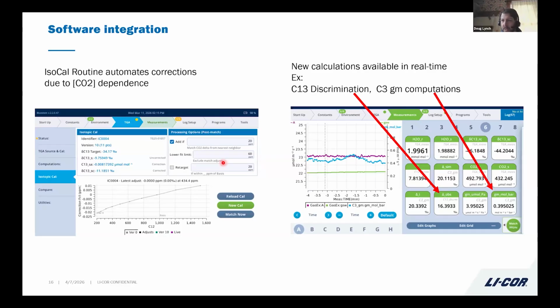That CO2 dependence can be removed by running a series of CO2 concentrations and capturing how much that delta 13C is changing as a function of CO2 on a known constant background. And we're able to capture that and correct for it in real time. This is a procedure that has to be run frequently, probably a couple times a day, perhaps, depending on the measurement campaign. And again, this is showing real-time calculations of important parameters, including the discrimination against 13C and mesophyll conductance, which is an important parameter a lot of people are going to be interested in.